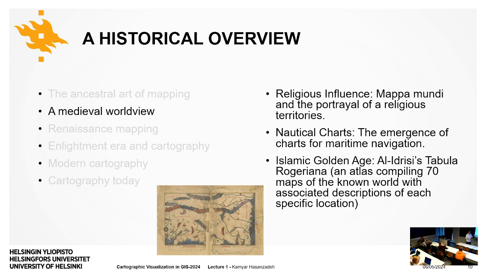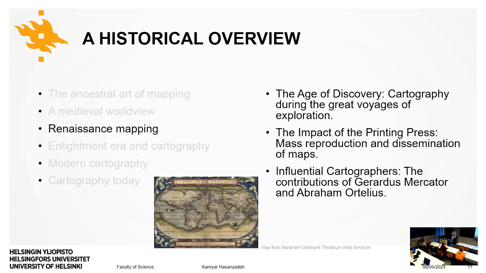Also during the same era, navigation, like sailing to other places in the world, became a bigger thing. So we have a lot of maps and charts for navigation and sailing. That was another change during this medieval time. And then we have the Islamic golden age. There are great examples of maps showing very detailed information about different places. So cartography, in a way, really flourished during this period.